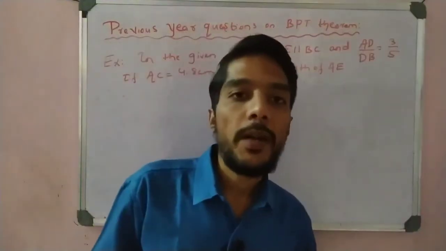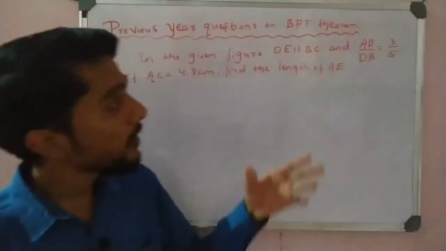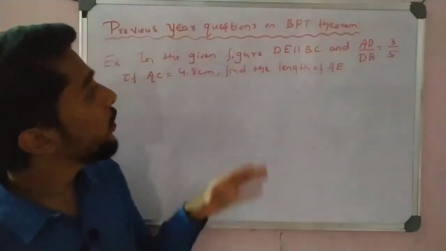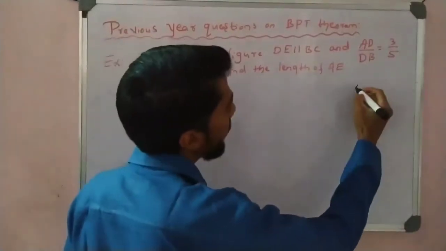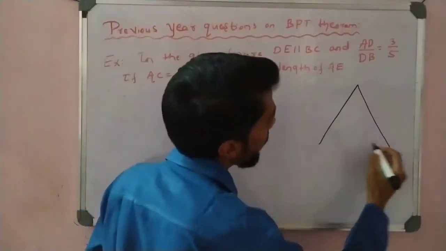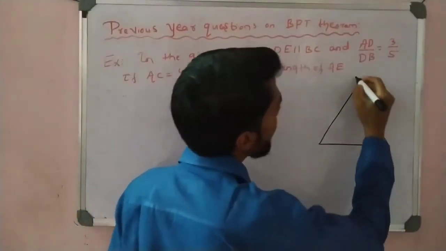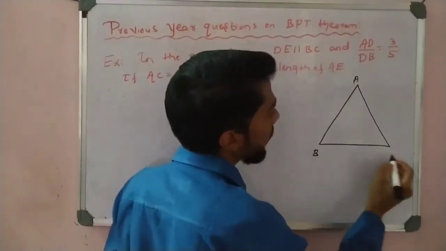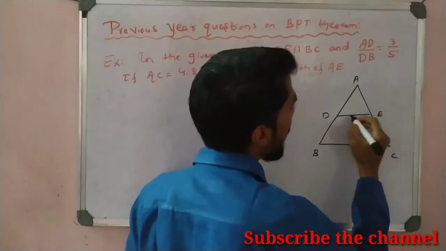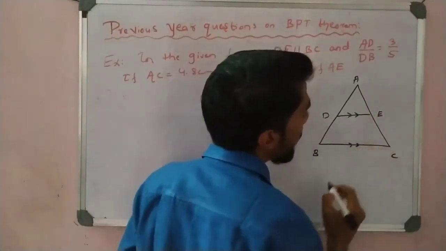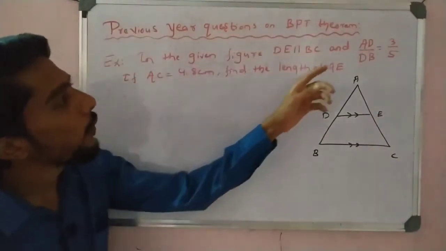Now students, take the next question from the board examination 2008. Here, see, the question is similar. A diagram is given, so I will first draw the diagram and then explain one by one. This is triangle ABC, and this DE is parallel to BC, right? Let us see what is important here.